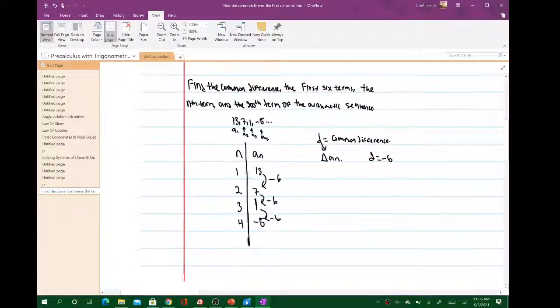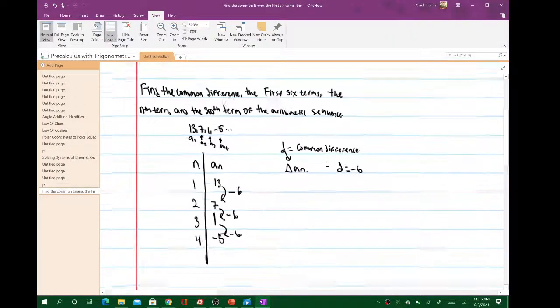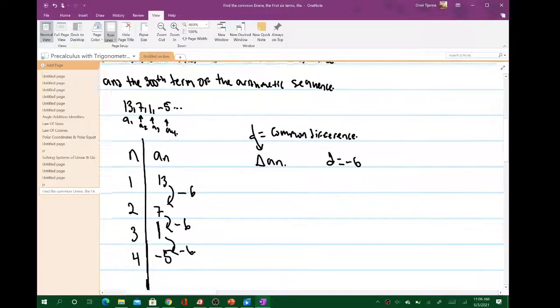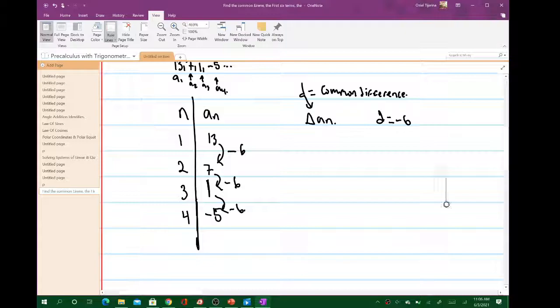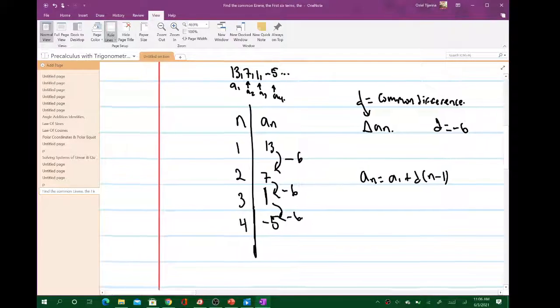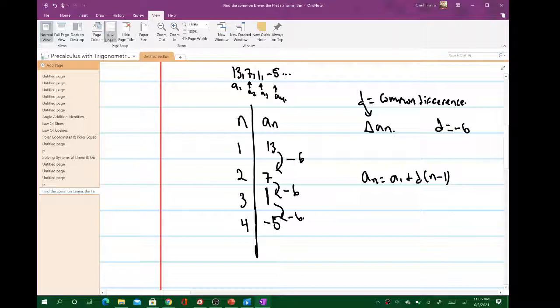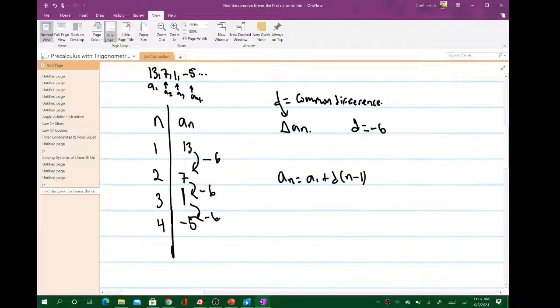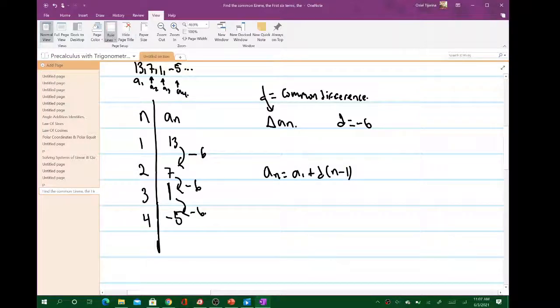The formula is a sub n equals a sub 1 plus d times n minus 1. So we know what d is, right? And what is a sub 1? A sub 1 is where n equals 1. So when n equals 1, a sub 1 is 13.